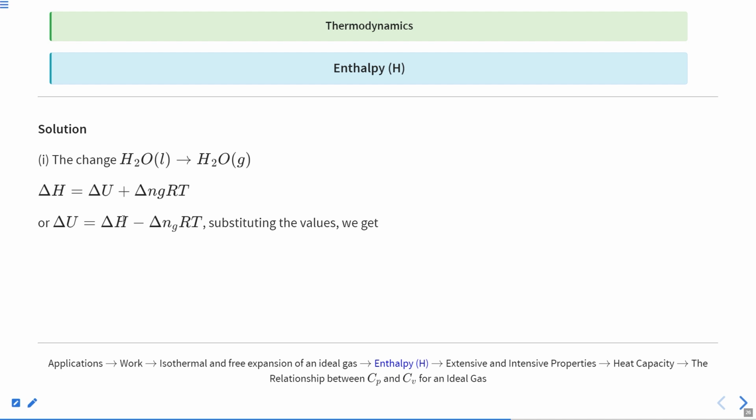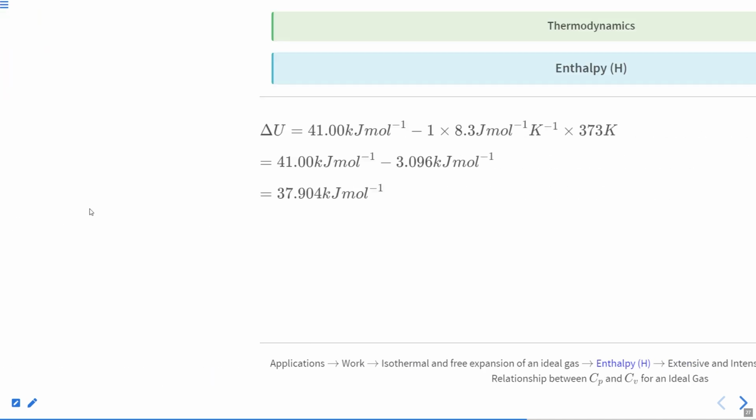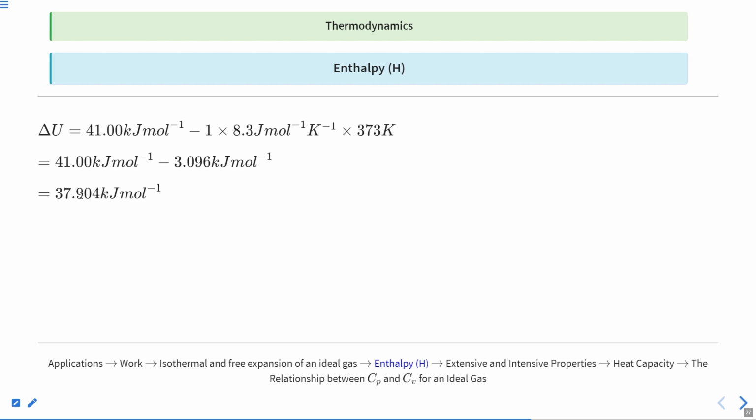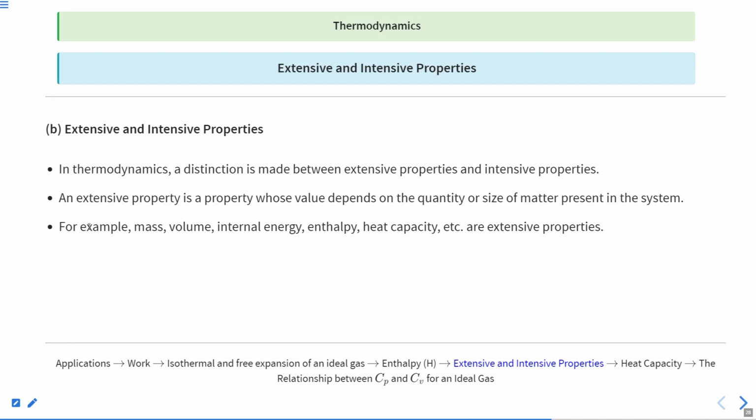So you will convert this into joule per mole by multiplying by 10 to the power 3. Finally, you put this back here. So you will get your delta U as 37.904 kilojoule per mole. Clear? What they have done is converted this value into kilojoule by dividing it by 10 to the power 3. You can do either, but I would suggest you find your value in kilojoule per mole, because joule per mole would be more complicated to follow. So we have calculated this delta Ng RT, converted it into kilojoule per mole, and finally we got this value of delta U.